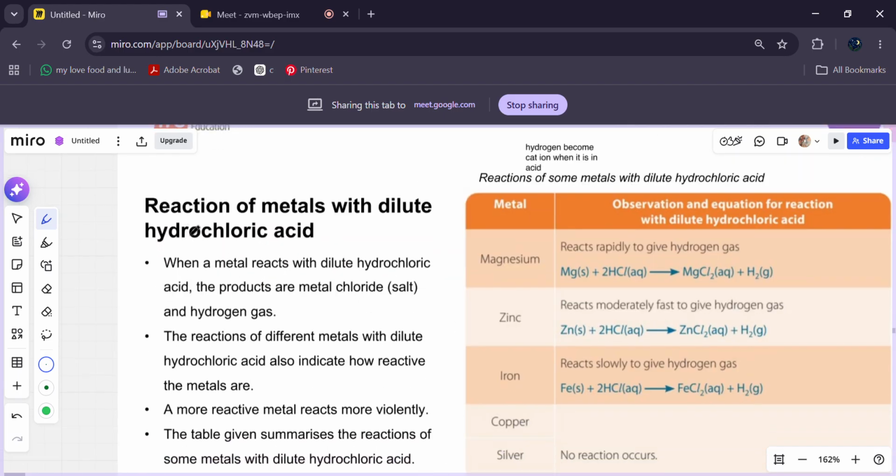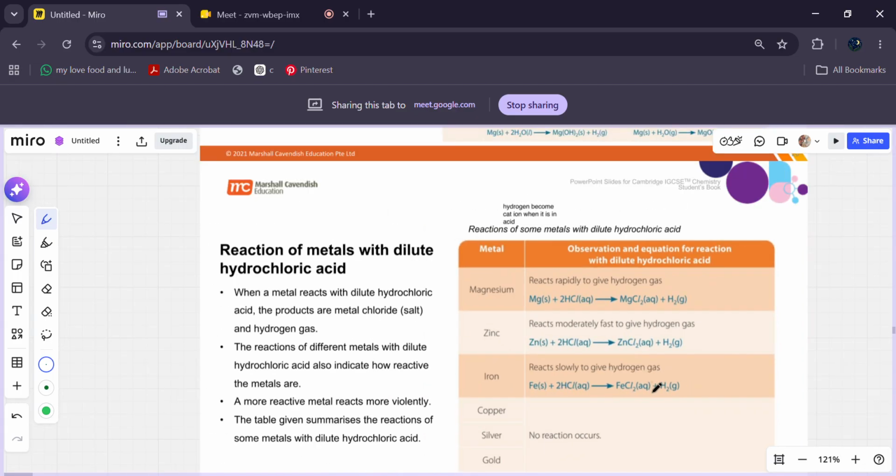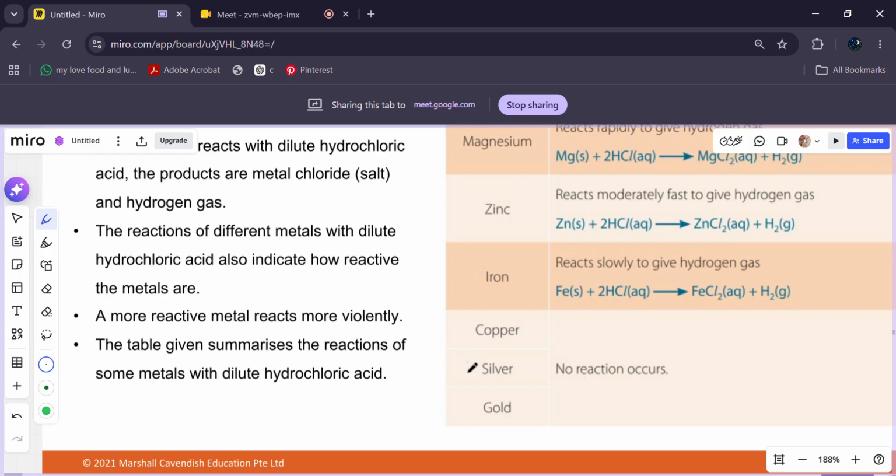Now, how about reactions of metals with dilute hydrochloric acid? Many metals react with dilute acids to produce a salt and hydrogen. When a metal reacts with dilute hydrochloric acid, the products are metal chloride and hydrogen gas. The reactions of different metals with dilute hydrochloric acid also indicate how reactive the metals are. A more reactive metal reacts more violently.